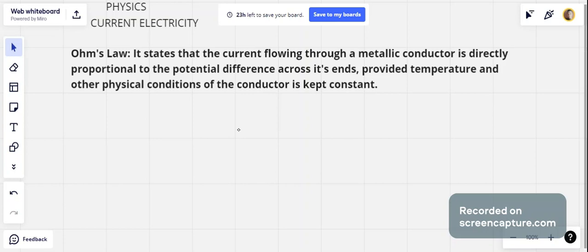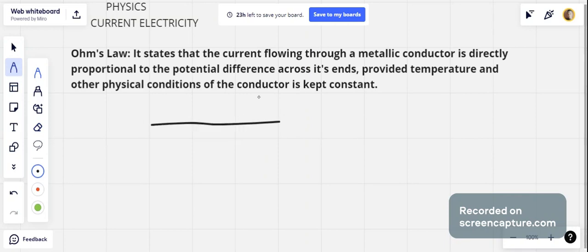So this is what this law says. The law says that given a metallic conductor, or you can say a wire, the current that flows through that wire from the positive pole to the negative pole is directly proportional to what? The potential difference.